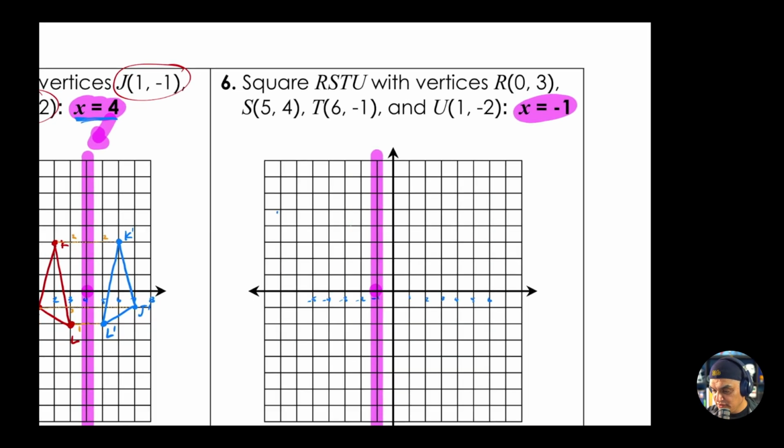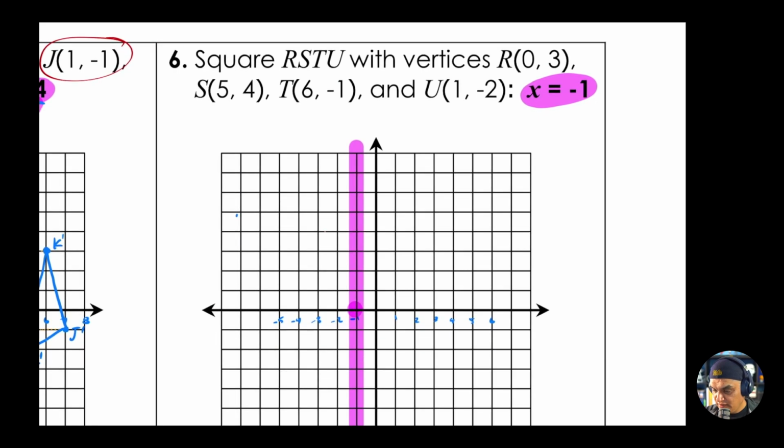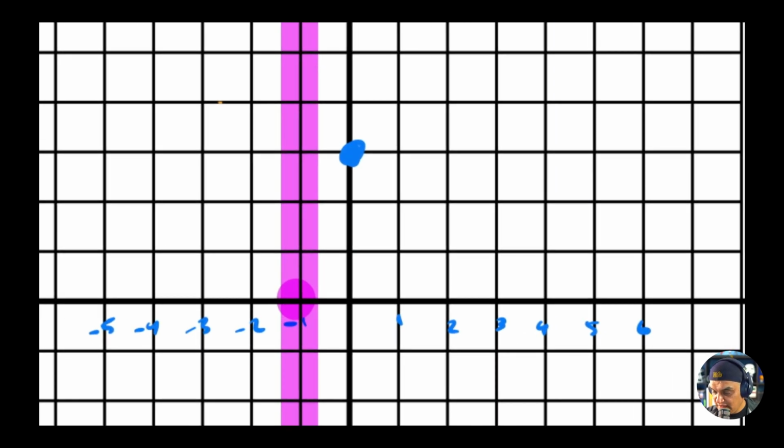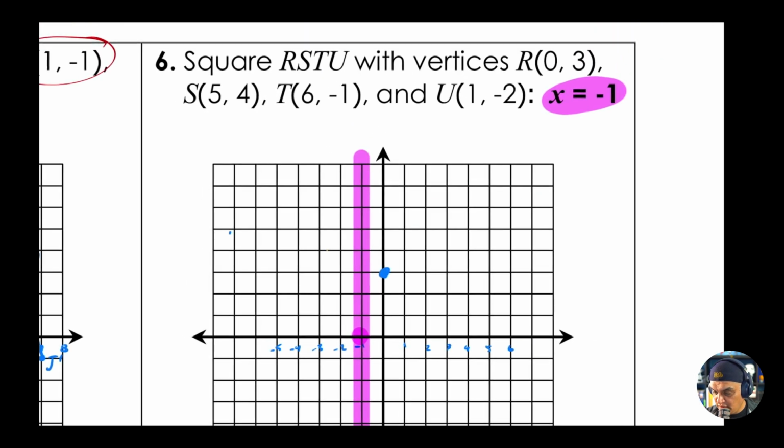Now let's plot our square. Our square is RSTU, so there's 4 points. Again, know how many points you're plotting. This is a square, so it has 4 points, and it's R, S, T, and U. Make sure you plot all 4 and label them. So R is 0, 3. So 0, 1, 2, 3. So that means I go 0 on the x and up 3 on the y. So that's my R.